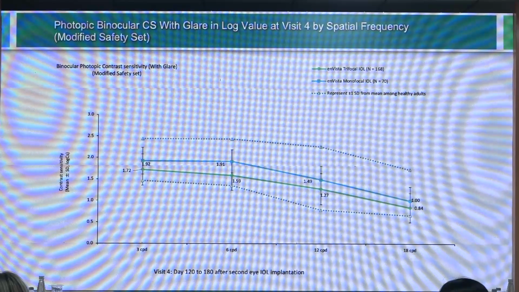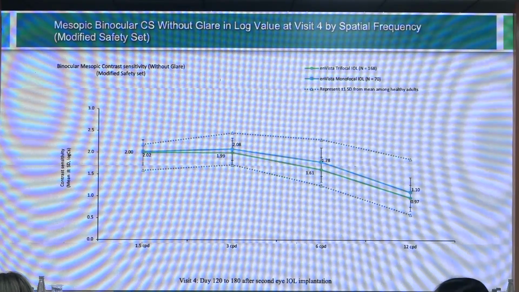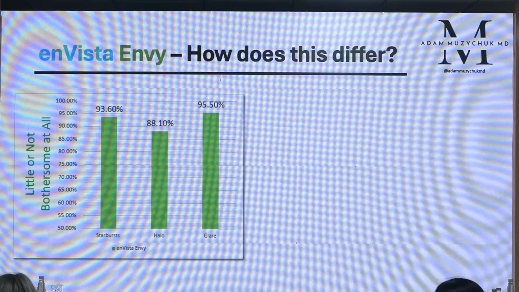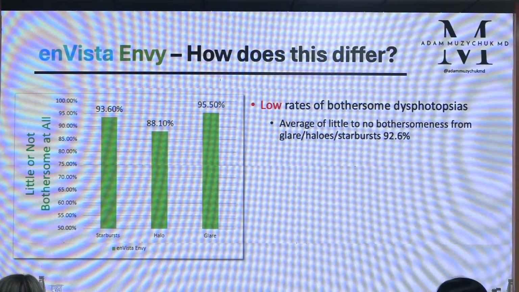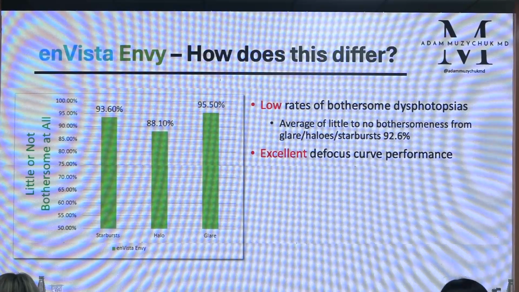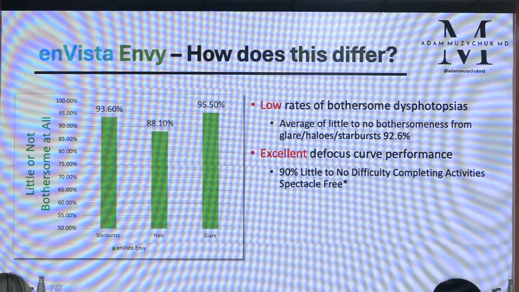Contrast sensitivity, critical. As you can see, there was no statistically significant difference, but you can see Envista Envy in green and Envista Monofocal in blue. If we had more patients and higher power, of course there would be a difference in contrast sensitivity. Nobody expects a diffractive lens to be exactly the same. However, it's a slight difference. So how does this differ from past intraocular lenses? We have very low rates of bothersome dysphotopsias for the first time and excellent defocus curve performance as we've come to expect from trifocals. 90% of patients reporting little to no difficulty completing activity spectacle free.